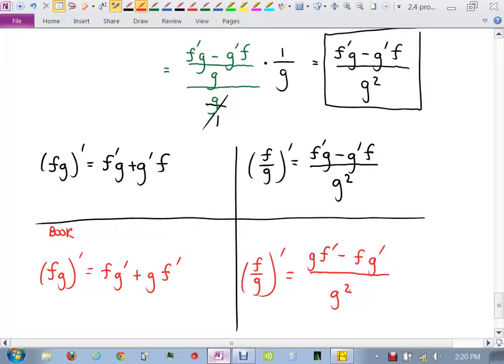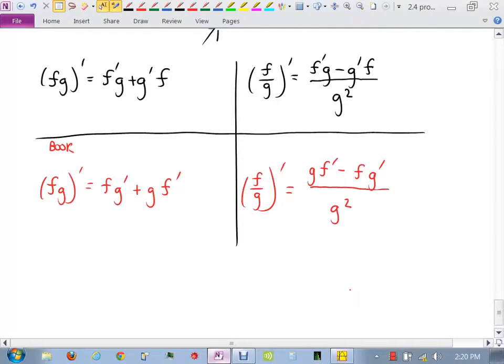So why do you think I have a problem with the book's version? Why do you think I like my version better? I mean, are they the same formulas? Look at this one. This one's f prime g. Well, there's f prime g, right? Plus g prime f. So they've got a different order, but with addition it doesn't matter, right? Then over here, they have a g f prime. I have a g f prime minus f g prime. I've got that all over g squared.